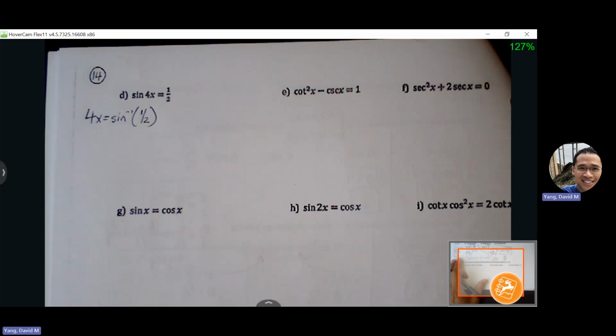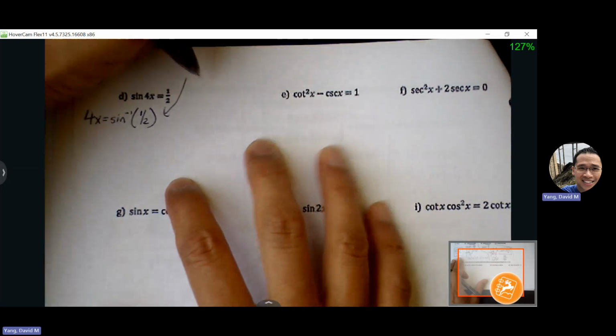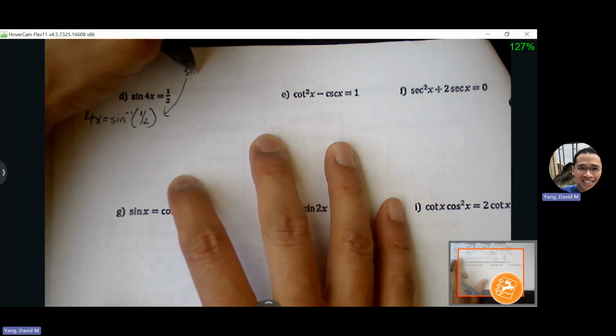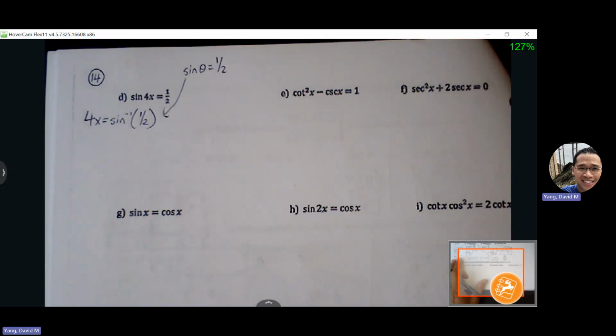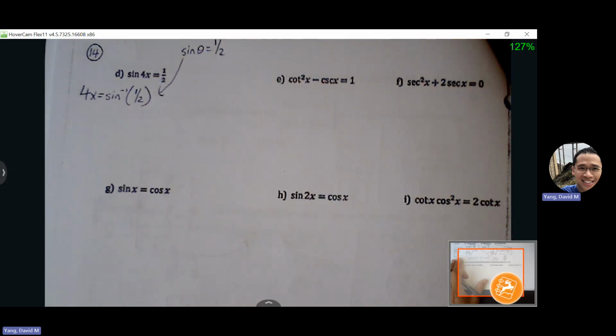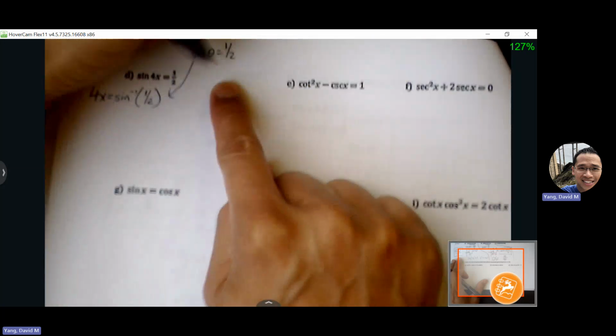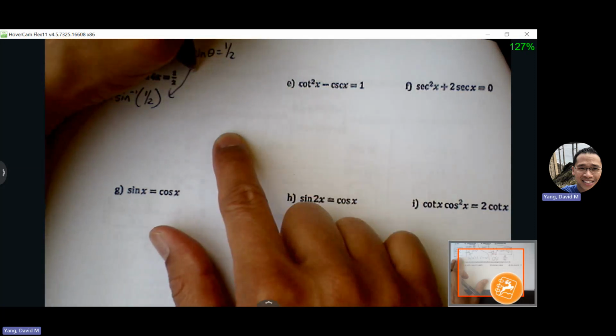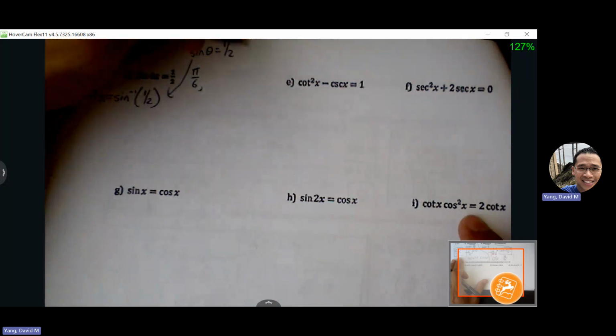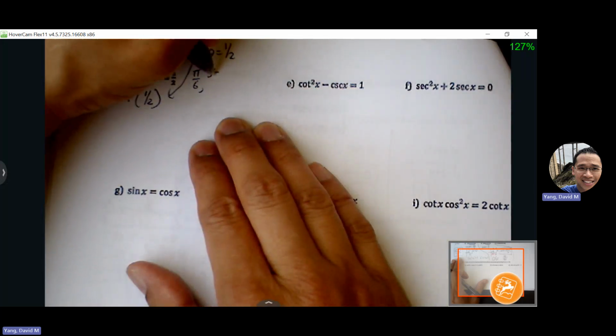inverse sine of 1/2. So inverse sine of 1/2, again, that's essentially saying this represents theta. We can ask ourselves, sine of what theta measure is equal to 1/2? What theta value will allow that trig ratio to be 1/2? So we know this is going to be in that pi over 6 family. So pi over 6, and we know sine is also positive in the second quadrant, so 5 pi over 6.